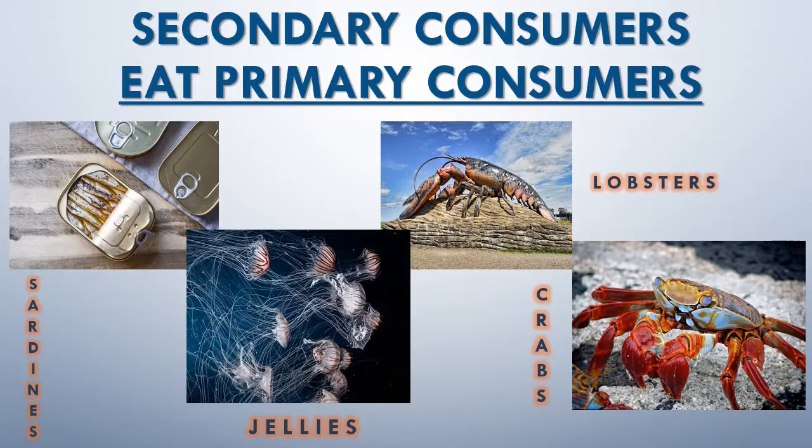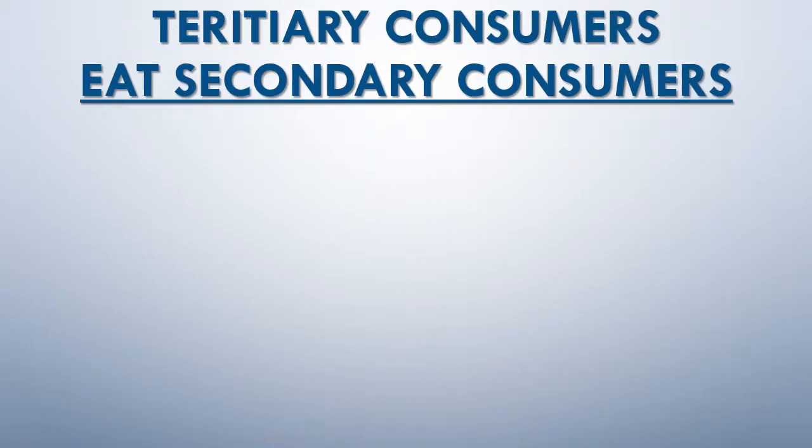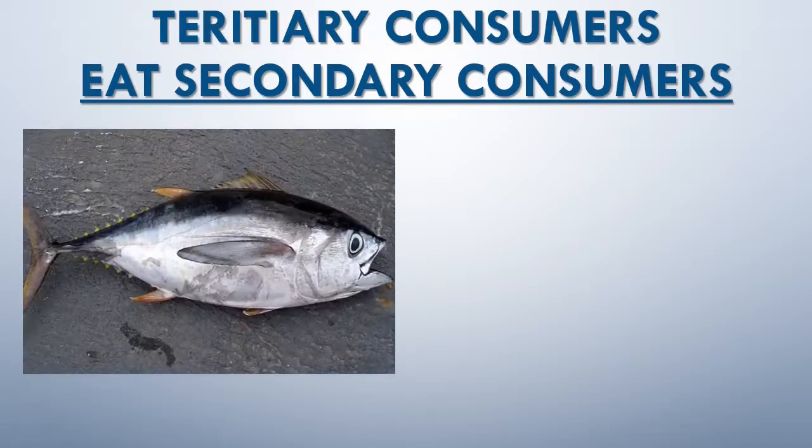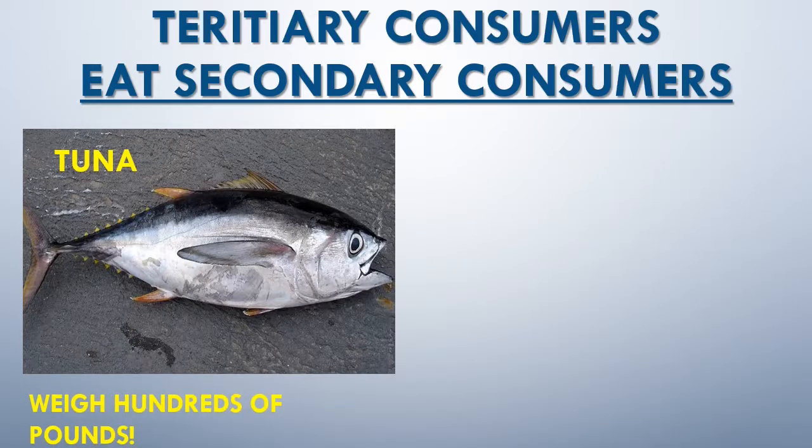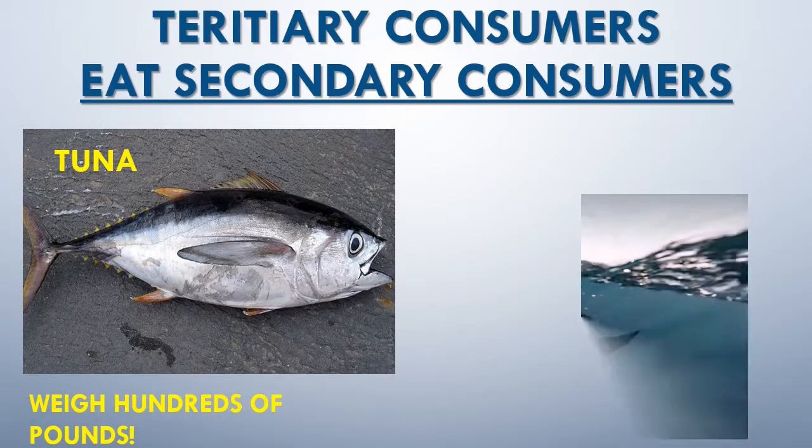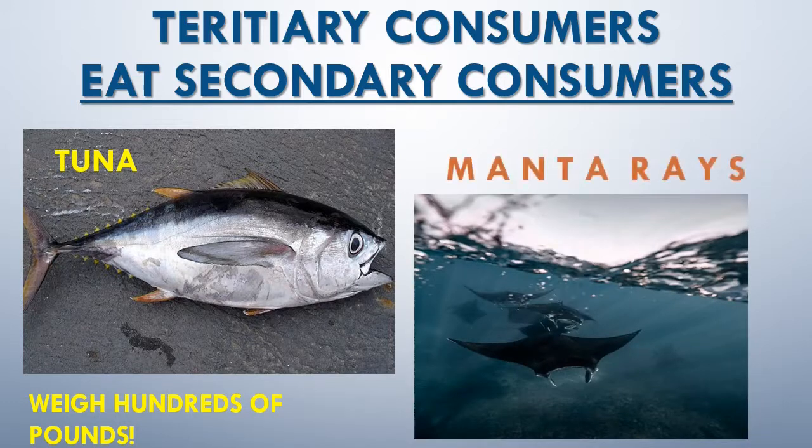So, up the food chain we go. What's next? So now we have the tertiary consumers, and they eat the secondary consumers. And here are some examples. We have tuna, and they can get really large. They can weigh hundreds of pounds. And we also have the beautiful manta rays, and they eat the crab and shrimp and krill. So we have these consumers that are eating the consumers I just showed you. So these guys go around and they eat the jellies and lobsters and crabs and sardines.